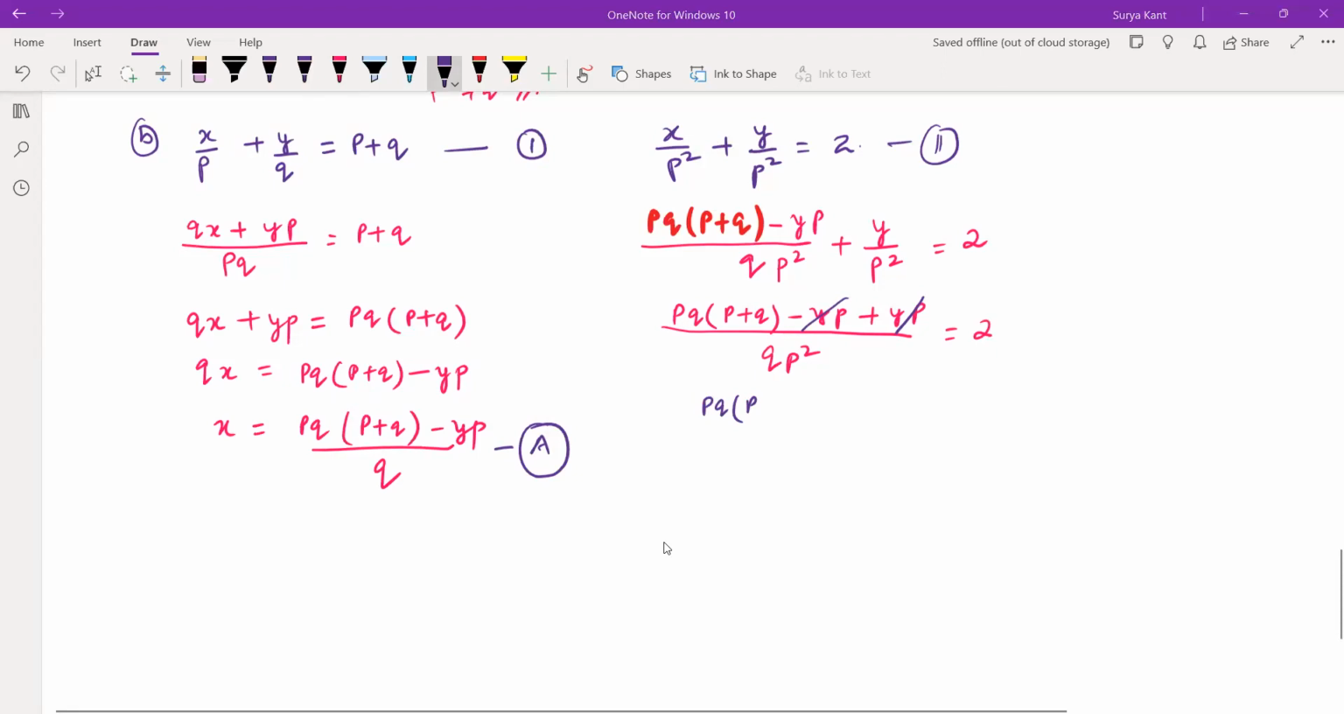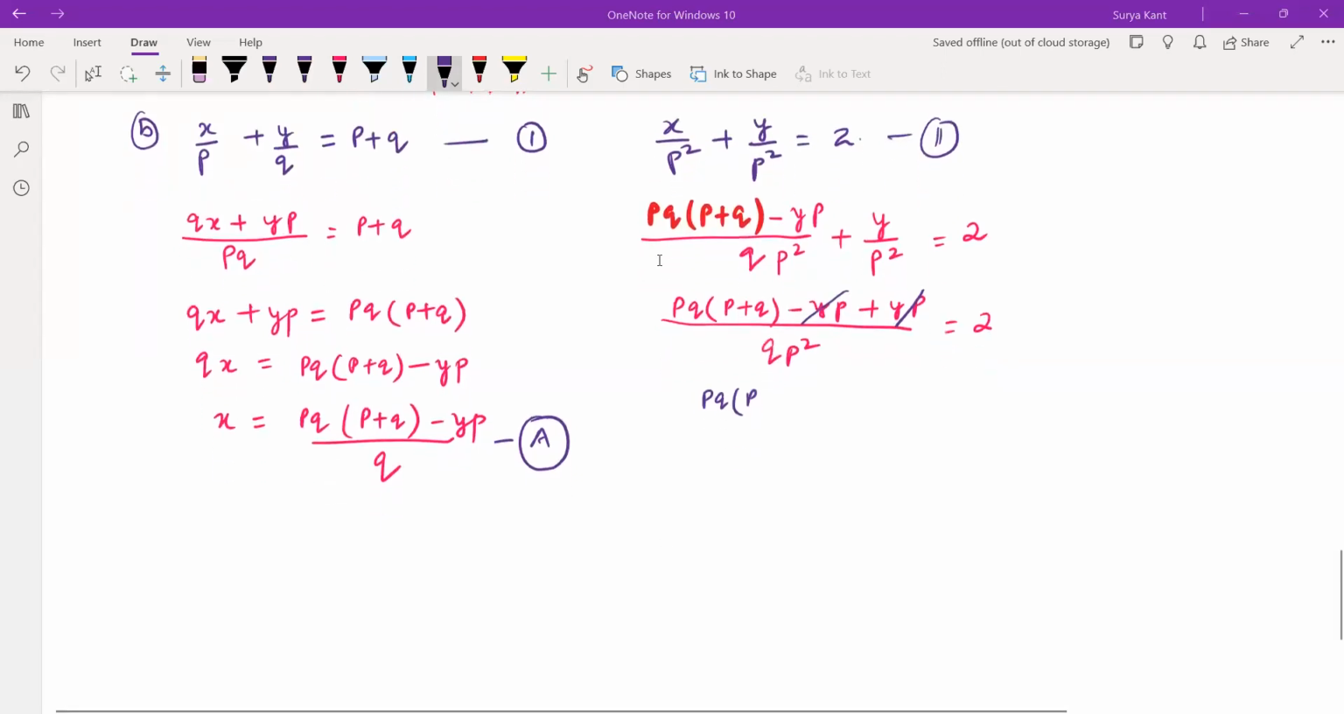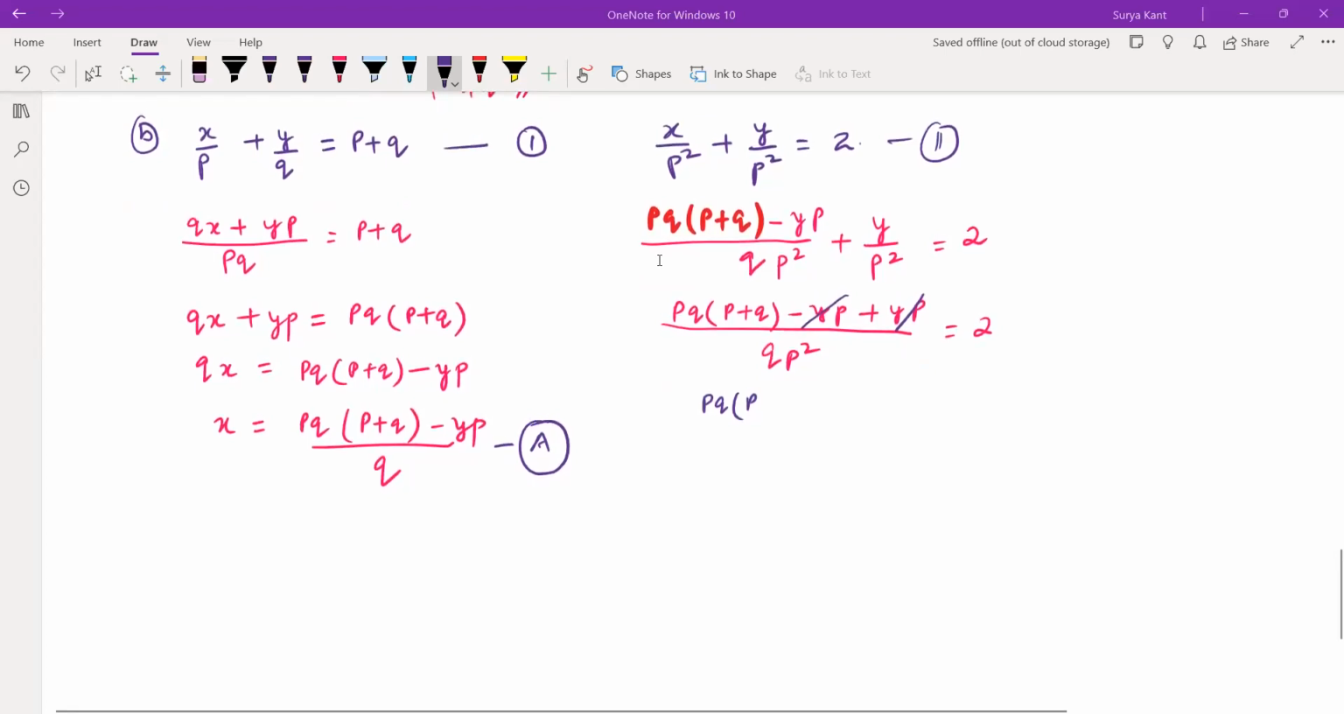Yes, sir. Dhananjay, we are doing a pair of linear equations in two variables. Okay. We are doing pair of linear equations in two variables.